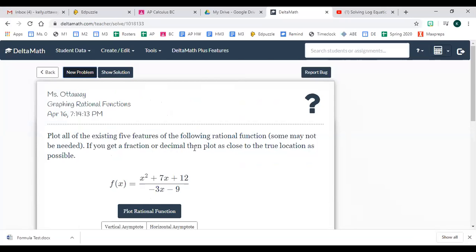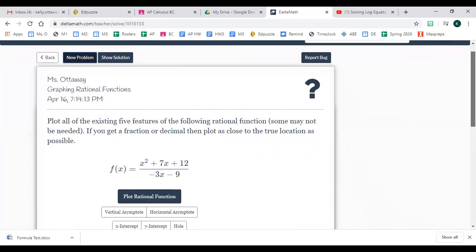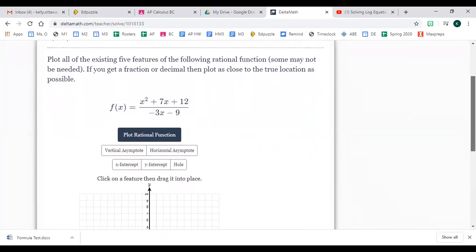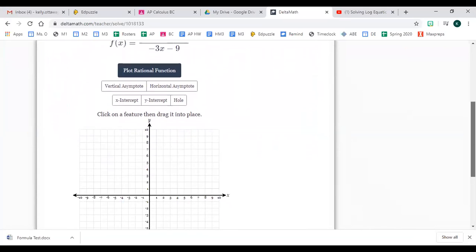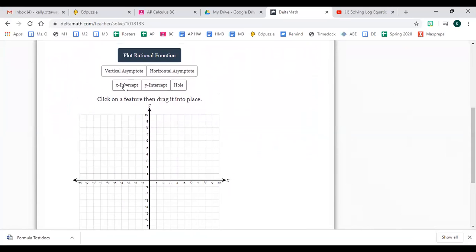All right, so here's Delta Math. So here's what it's going to look like when you have a problem, right? It's going to give you an equation, a fraction, just like what we just did, right? But then it's going to give you this empty graph and our 5 key features here. So what you do is, if I have a vertical asymptote, I click the vertical asymptote button, and it's going to put this generic dotted line over here.